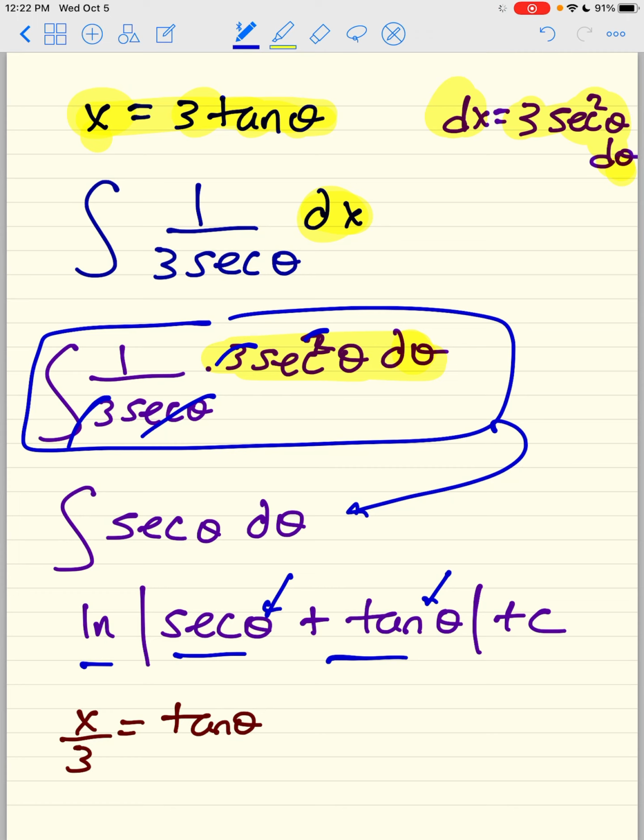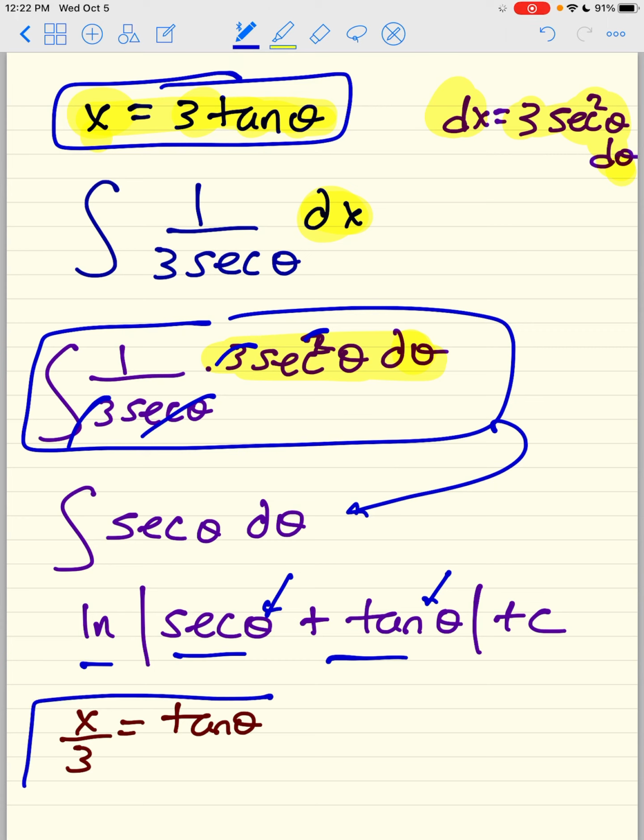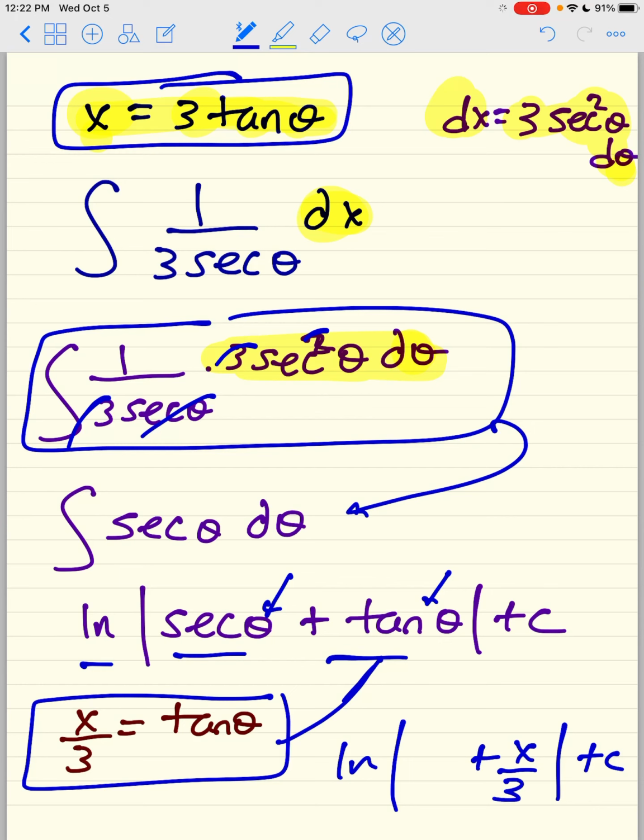Well, check this out. If I know that x equals 3 tan theta, then I know x divided by 3 equals just tan theta. So now tan theta will get replaced by x over 3. Does everybody see that? Now I need to figure out secant theta. The only way I could figure out secant theta is by making a right triangle.